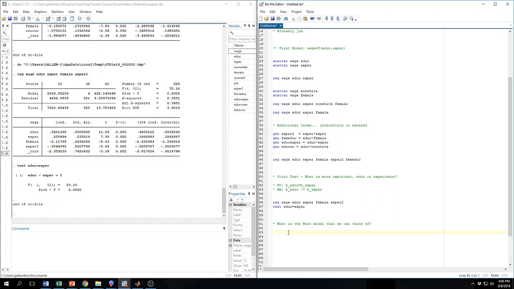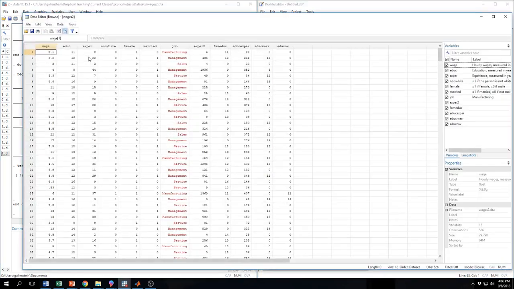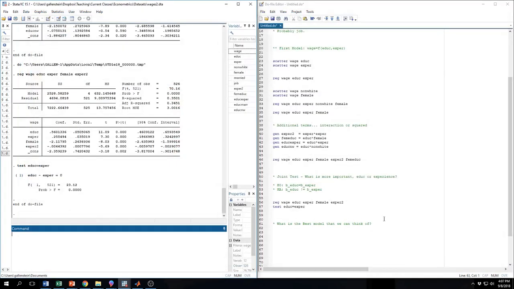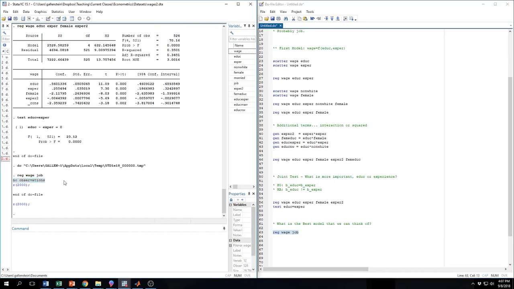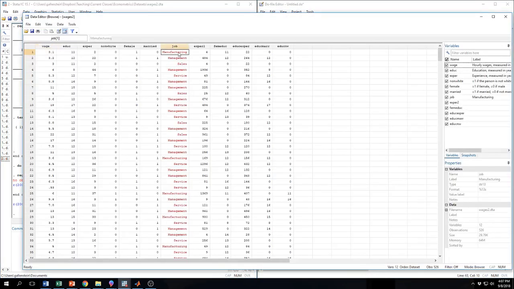If you remember from the lecture, because job is a categorical variable, we can see that. Let's open up the data and take a look. Job is a categorical variable, so we can't just run job in a regression. You want to see what that looks like? Reg, wage, job. What happens if we try to run a regression with a categorical variable? No observations. It doesn't work. You can't run it with a nominal categorical variable when the entries are strings, that means when they're words.